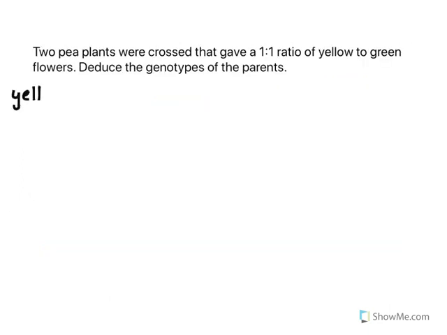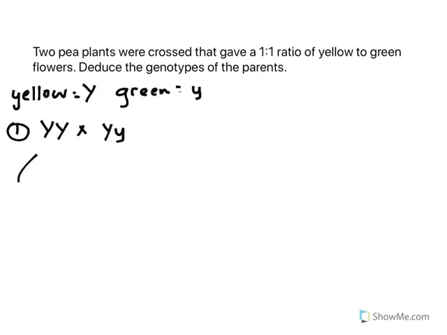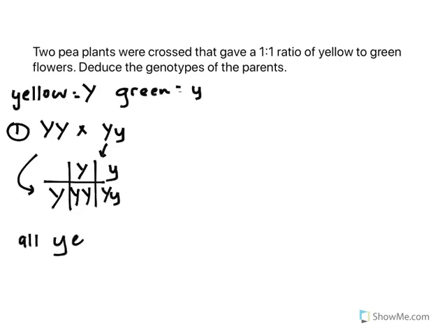The last example is a 1-to-1 ratio. So again, we start off by writing what our letters are for each allele, just so we don't forget. And we're going to try doing various different crosses just to see what happens. We start off with a homozygous dominant and a heterozygous parent, and we do the crosses. And in this case, all of them are going to be yellow.